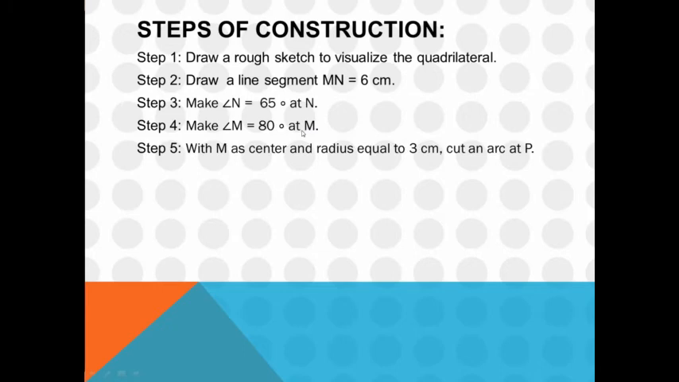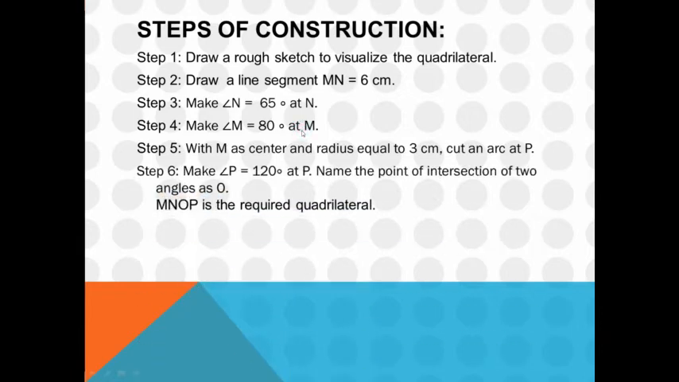With M as center and radius equal to 3 cm, cut an arc at P. Make angle P is equal to 120 degree at P. Name the point of intersection of two angles as O. One angle we have constructed at N and the another angle we have constructed at P also. So intersection of these two angles will be named as O. MNOP is the required quadrilateral.